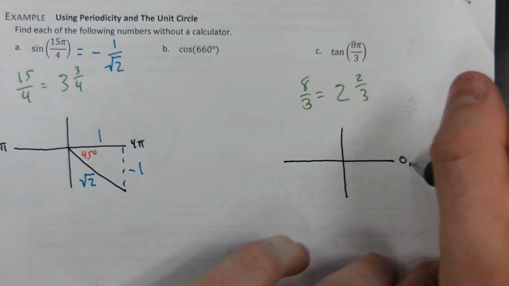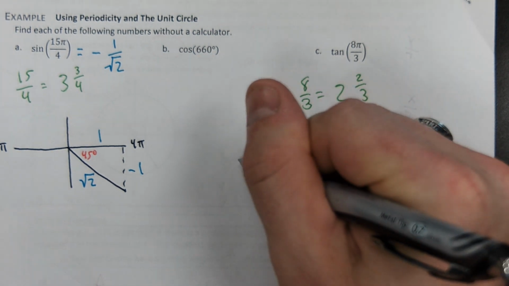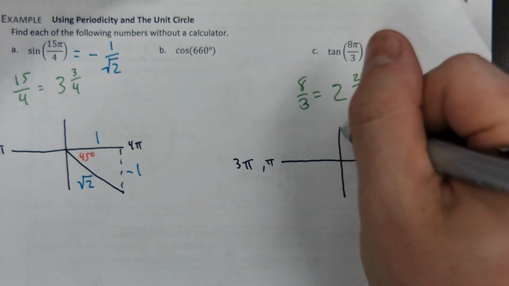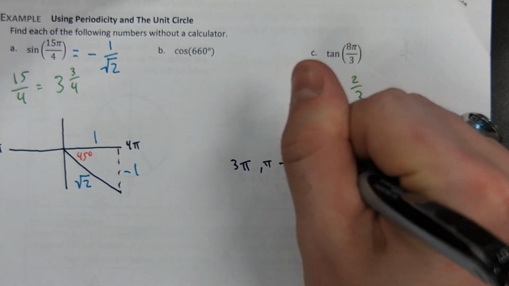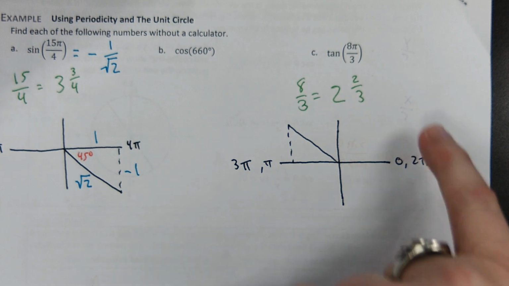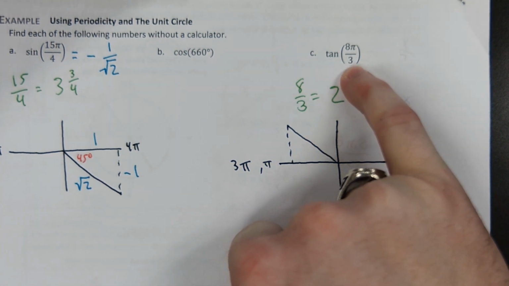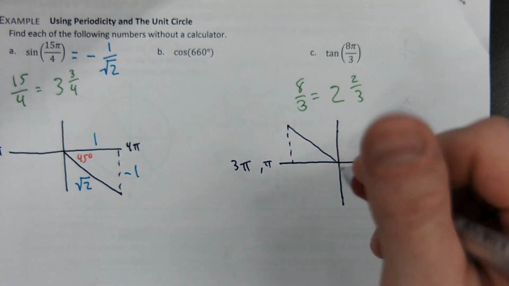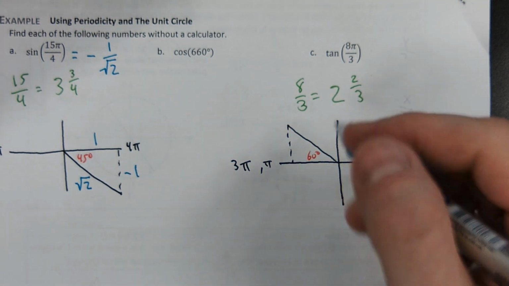Here is 0 pi, but it's also 2 pi. So if I go another 2/3 of a pi, where do I land? Quadrant 2. It's an over 3. So what size is the reference angle in degrees? 60, because 180 over 3 is 60. So you fill out your 60-degree angle, and then you do tangent there.